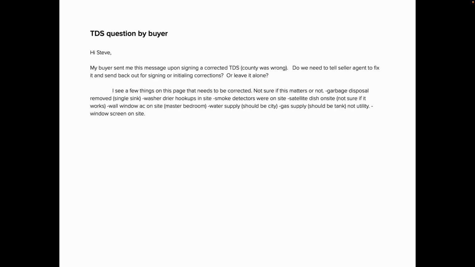I see a few things on this page that need to be corrected. Not sure if this matters or not. Garbage disposal removed, single sink, washer dryer hookups in sight, smoke detectors were on site, satellite dish, so they can check these boxes, right? So the client is saying, does it need to be corrected? Does it need to be fixed? What's the answer? Yes, no. Okay, good. So you got it.